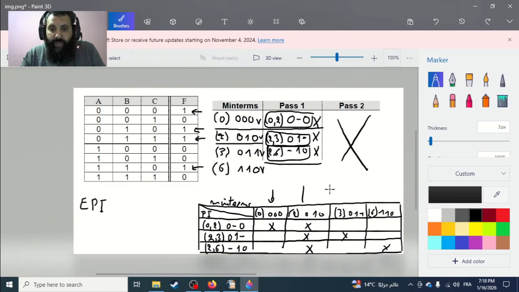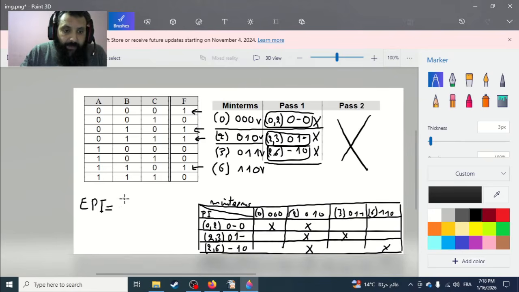Okay, very good. Let's look for the essential prime implicants. We have first this one. This one is essential because it's the only one that covers this min term. You have to add it. We have the 0, 2 as an essential one.